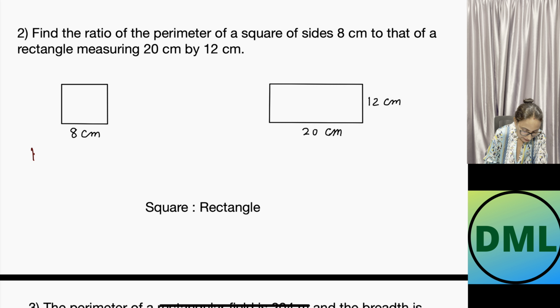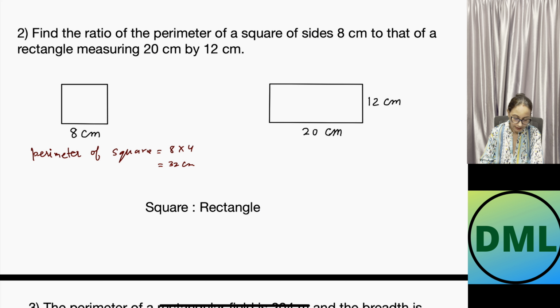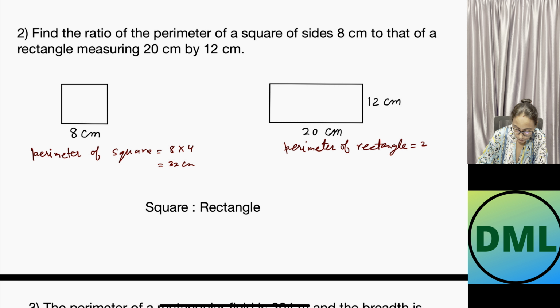Let's write down the perimeter here. Perimeter of square, 8 times 4, which is equal to 32 centimeters. Let's calculate the perimeter of the rectangle. We know that the perimeter of the rectangle is equal to 2 times of 20 plus 12, length plus breadth. That will be equal to 2 times of 20 plus 12 is 32. 2 times 32 is 64 centimeters. My perimeter of the rectangle is 64 centimeters.